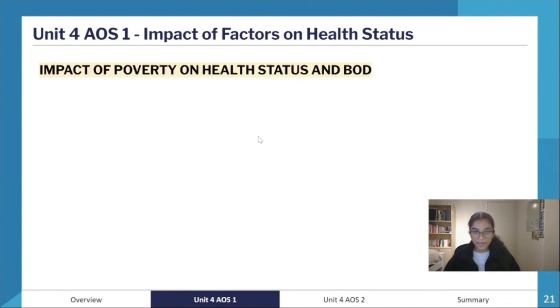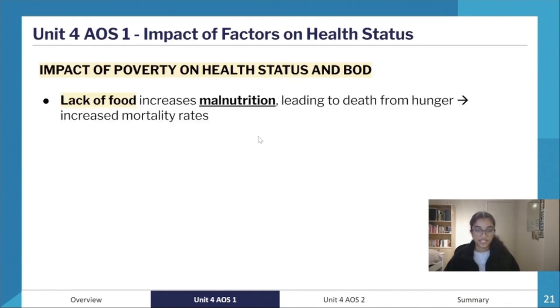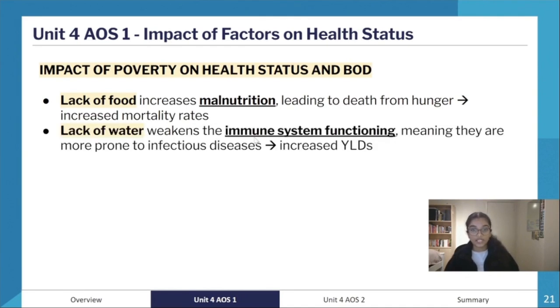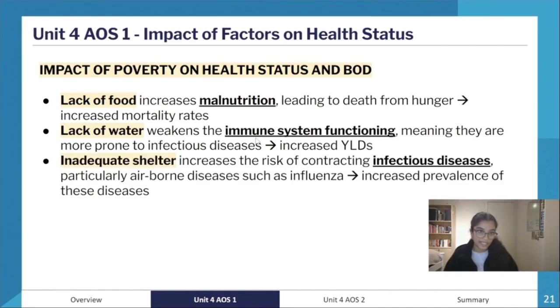So, what is the impact of poverty on health status and burden of disease? There's going to be a lack of food because you're less able to afford food, and that increases the risk of malnutrition, leading to death from hunger, increasing your mortality rates. Then we have a lack of water, meaning weakening the immune system functioning, meaning they're more prone to infectious diseases, increasing your years of life lost due to disability or your morbidity.